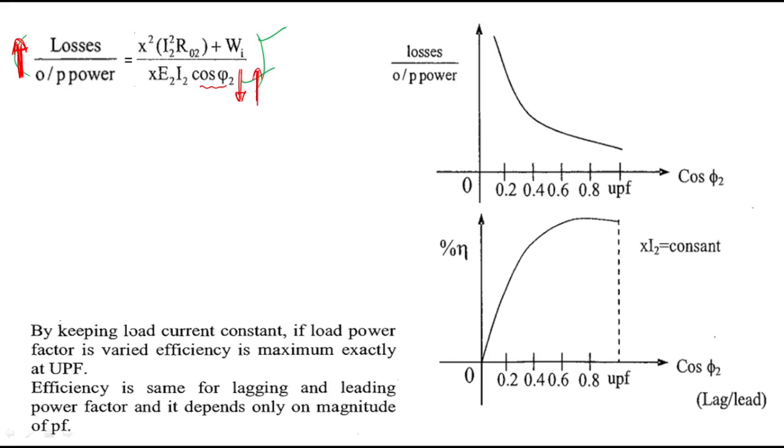Let us consider the power factor increases. What about this? Losses to output power decreases. See, initially the value of power factor is very low, that's why losses to output power is very high. If cos phi 2 is equal to 0, losses to output power should be infinite. That's why it starts from infinite, that is losses to P out.